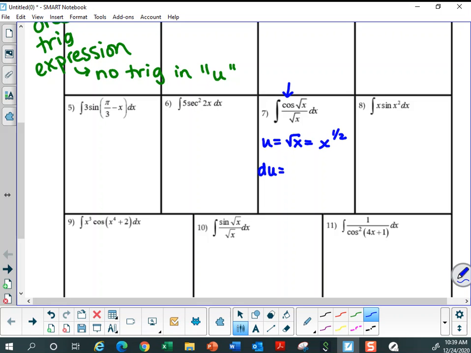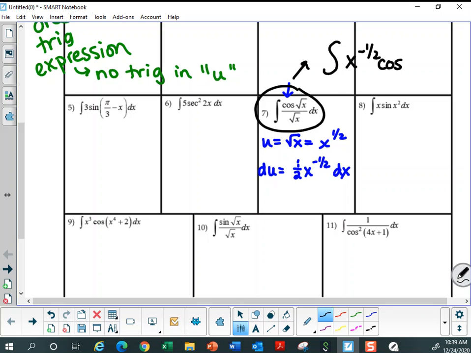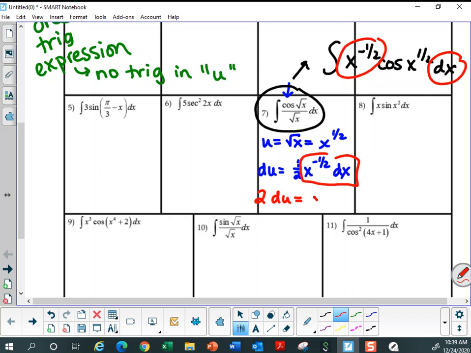So du is 1/2 x to the negative 1/2 times dx, which it's part of our responsibility as fluent algebra students to understand when I see something like this, that that's the same as x to the negative 1/2 cosine x to the 1/2 dx. So I can see that this and this are here so that the rewrite will involve a 2du.